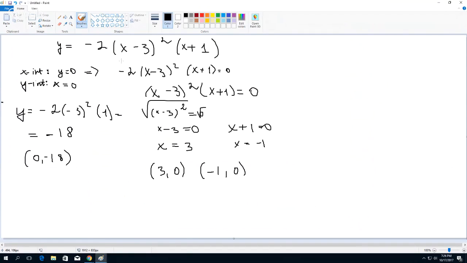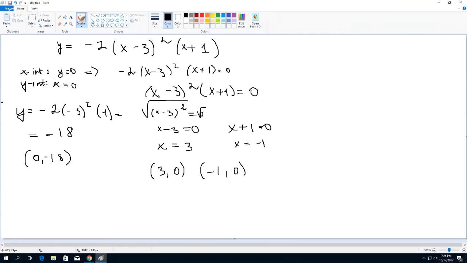Now, do you remember the multiplicity thing? Kind of. Yeah. Okay. So we found the first root, 3. So it was with multiplicity of what?